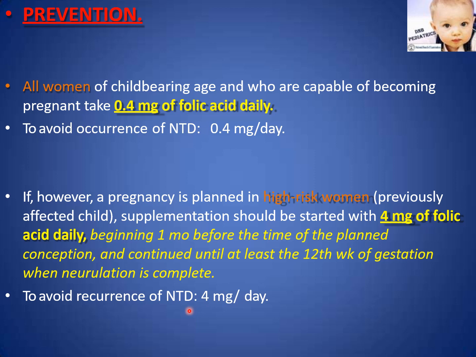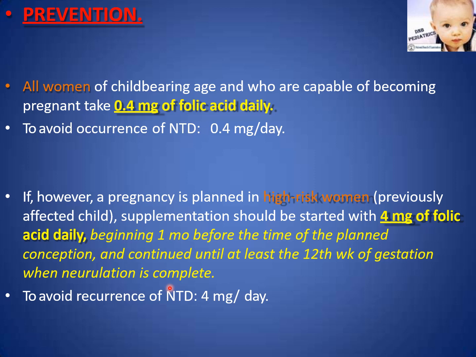And for the prevention of this neural tube defect, all women in the childbearing age who are capable of becoming pregnant can be given 0.4 milligram of folic acid daily. To avoid the occurrence of neural tube defects, this is 0.4 milligram per day. And if someone is at risk, that is if they have a previous history of an affected child, the supplementation should be 4 milligram of folic acid daily.